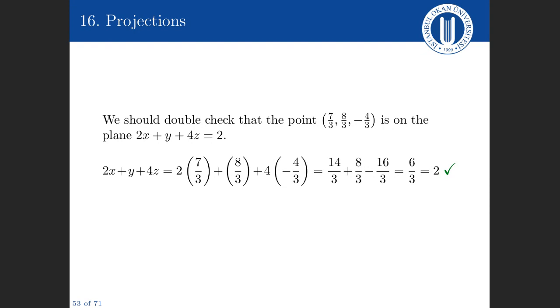So to do this quick check, we start with 2x plus y plus 4z, and we're going to put the numbers 7 over 3, 8 over 3, minus 5 over 3 into this, and we calculate this is equal to 2, which is what we should have for this plane. So it looks like there's no mistakes in this calculation. It looks like the answer is correct. If you have a free minute or two, it's worth doing a quick check like this so that you know that your answer is probably correct.